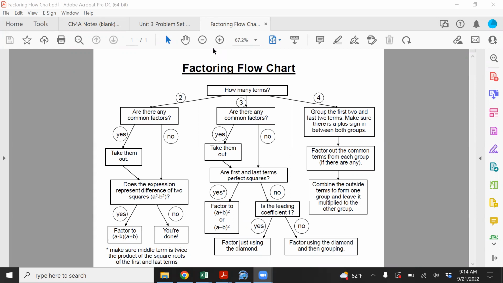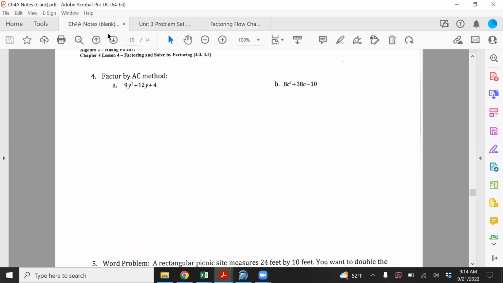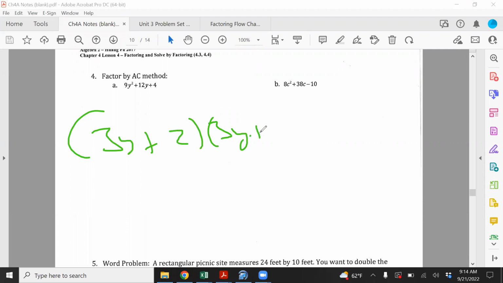Now, this is the part that's important. Is the first one a perfect square? 9y squared, yes. Is the last one perfect? Yes. So what you could do is factor it like this. You don't have to do the diamond. That's why I'm going to put this flow chart up for you guys. If you did a diamond, there's nothing wrong, you still get the answer, just more work. But I'm just going to go straight up and say 3y plus 2. Actually, both plus, because you have positive everywhere.